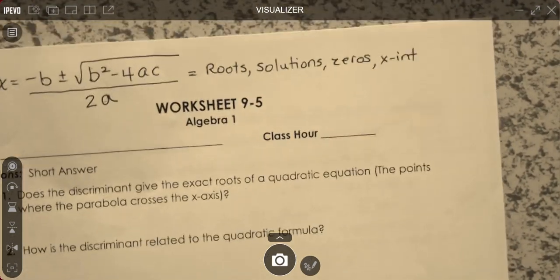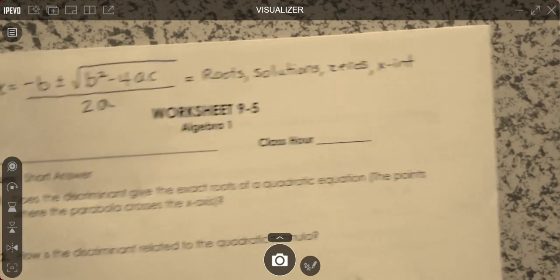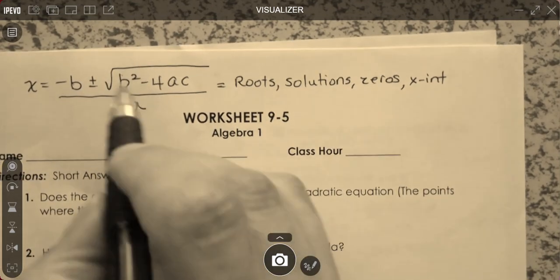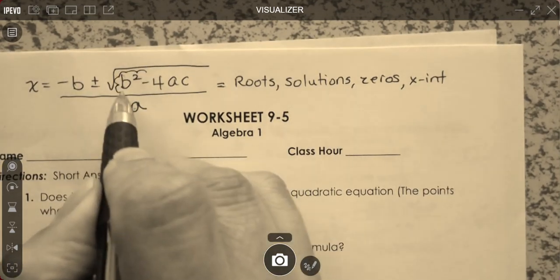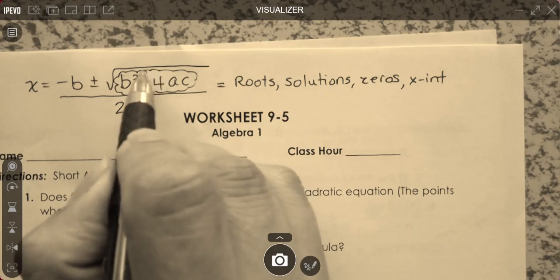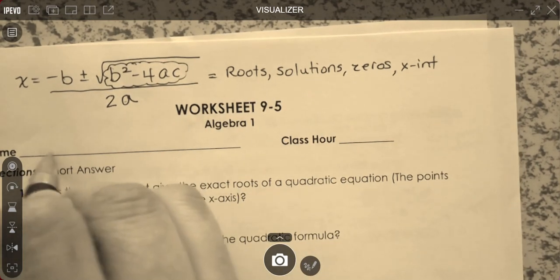So the entire quadratic formula is going to give you the roots and the solutions, but today we're going to talk about the inside of the radical sign. This b squared minus 4ac expression is called the discriminant.